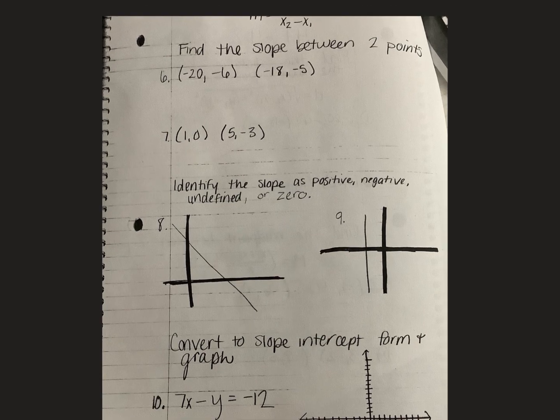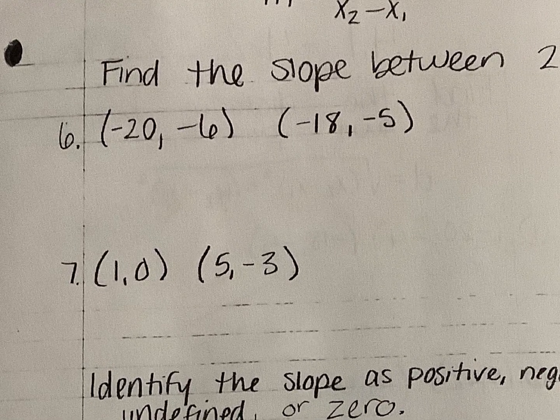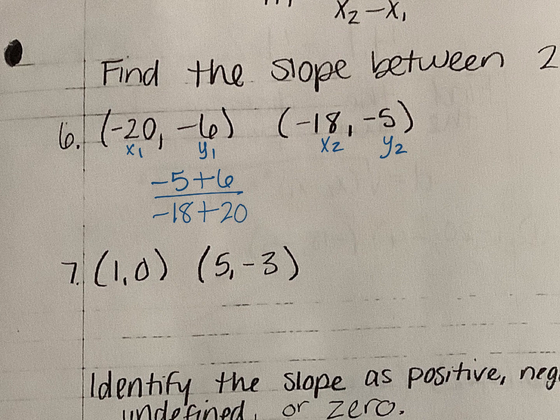All right, moving on to number 6, we are finding the slope. So I've got it cut off, but it is y2 minus y1 over x2 minus x1. So x1, y1, x2, y2. So y2 minus y1 over x2 minus x1. So you get 1 over 2, so 1/2.